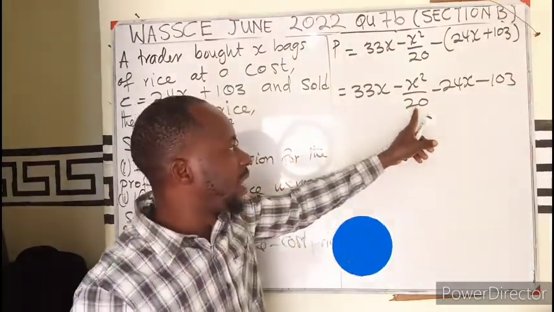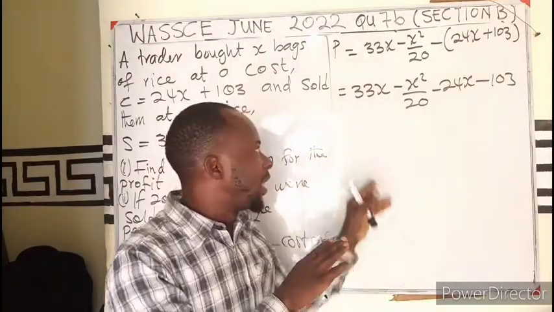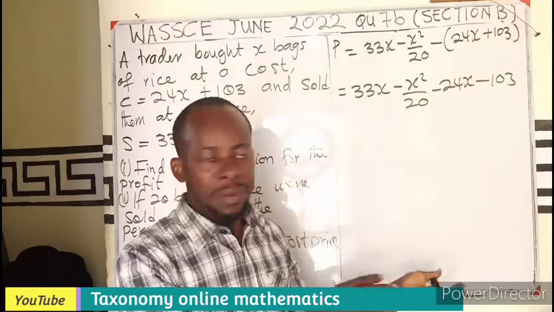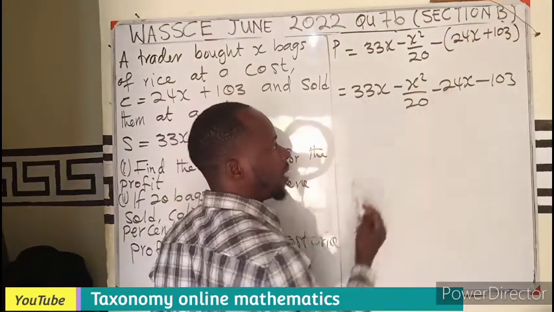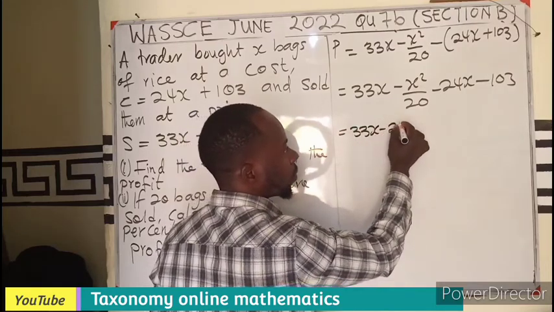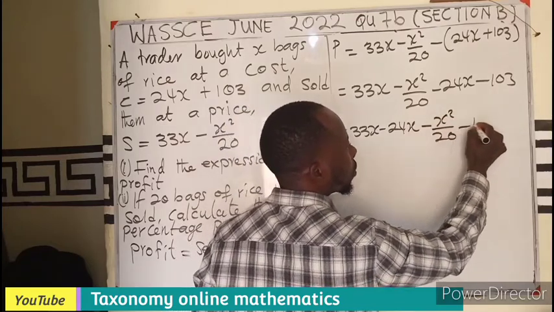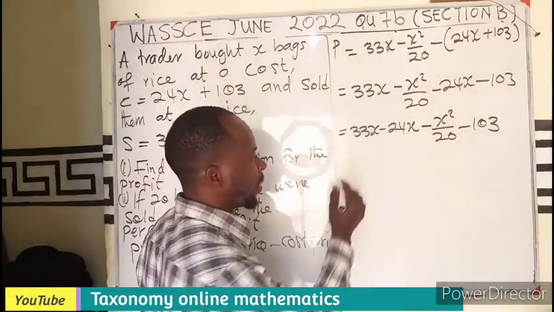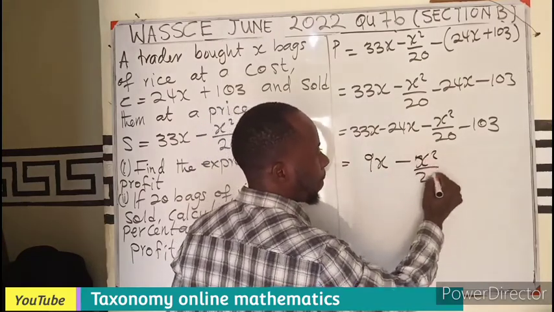In this case, since we have a fraction, we cannot multiply through by the LCM to clear the fraction. This becomes an algebraic fraction, so we solve it still remaining as a fraction. So we are going to group like terms, as in this and this will come together. When we compute 33x minus 24x, we are only left with what? 9x minus x squared.